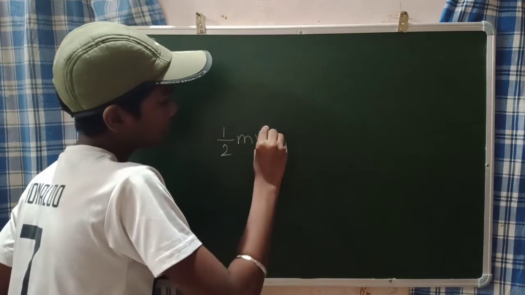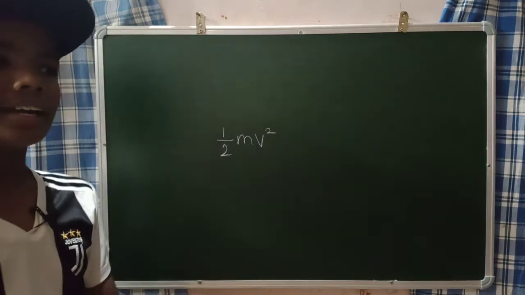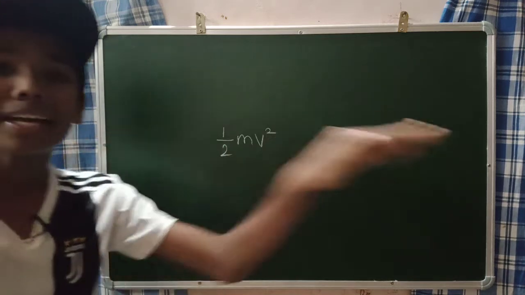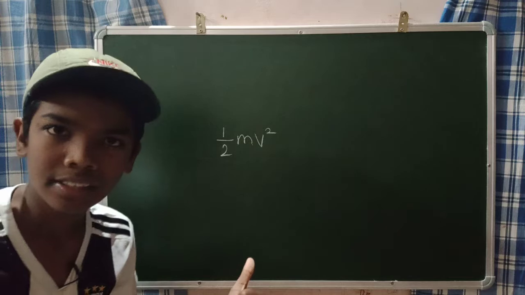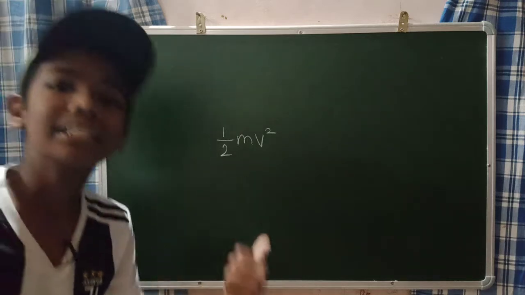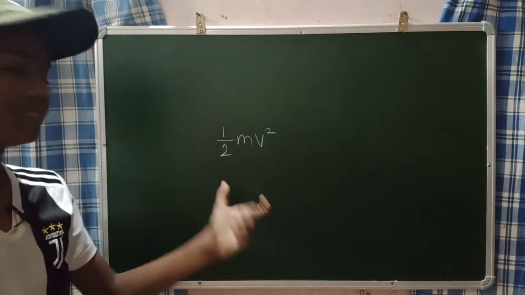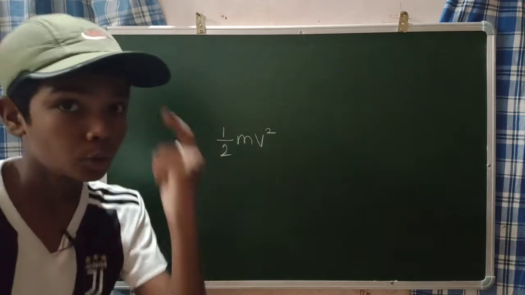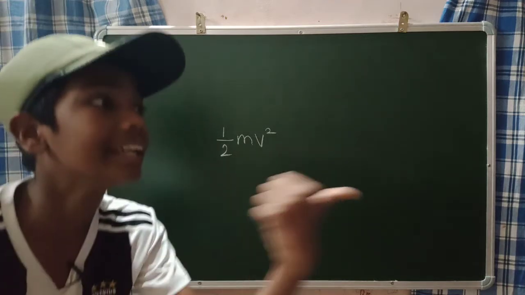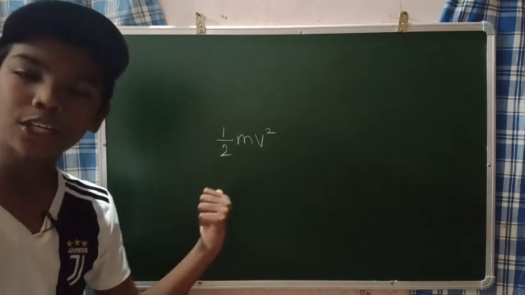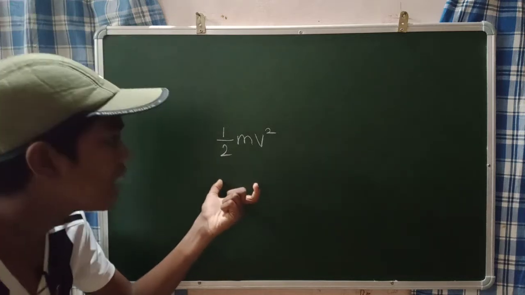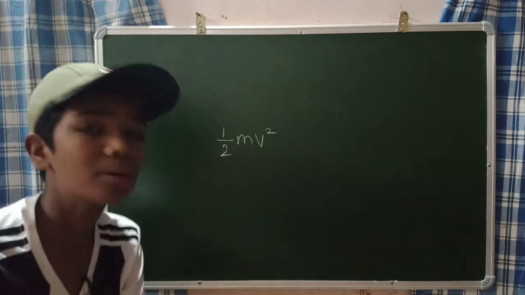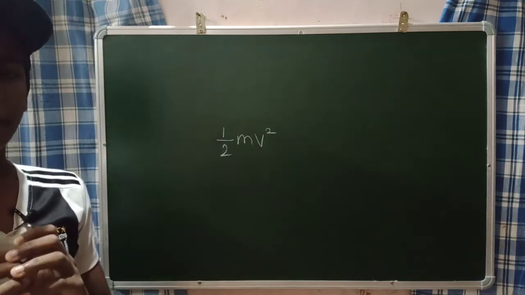Don't think that this half mv square is only true for a translational motion, that means a rectilinear motion. Not like that. It is also true for your rotational motion. So this half mv square, which is the kinetic energy, also applies in your rotational motion. It will be the kinetic energy of that rigid body which is rotating about a given axis with an angular speed omega.